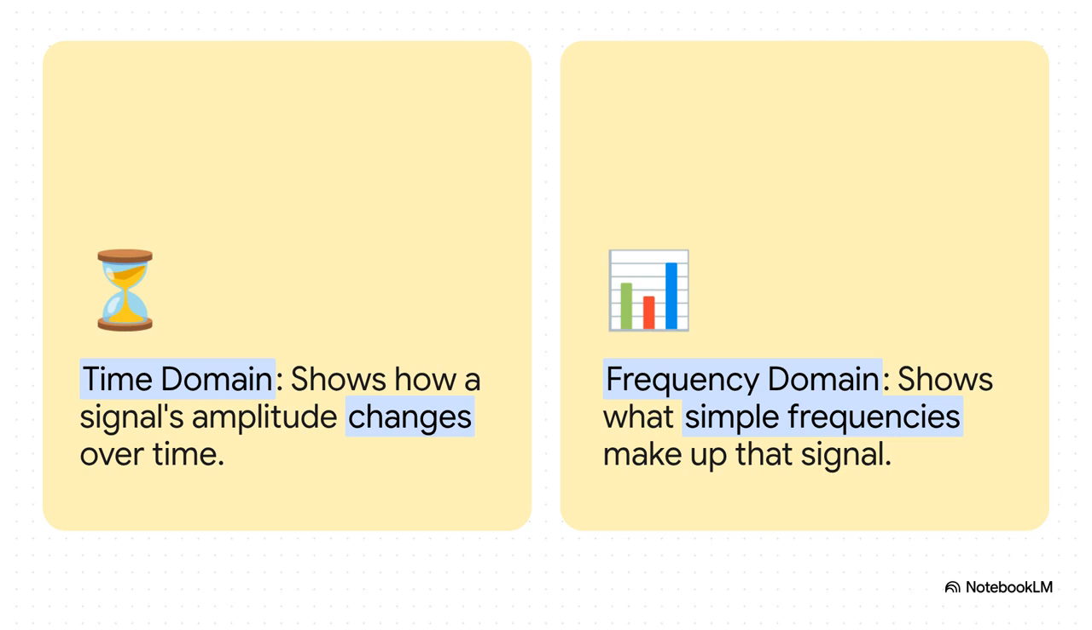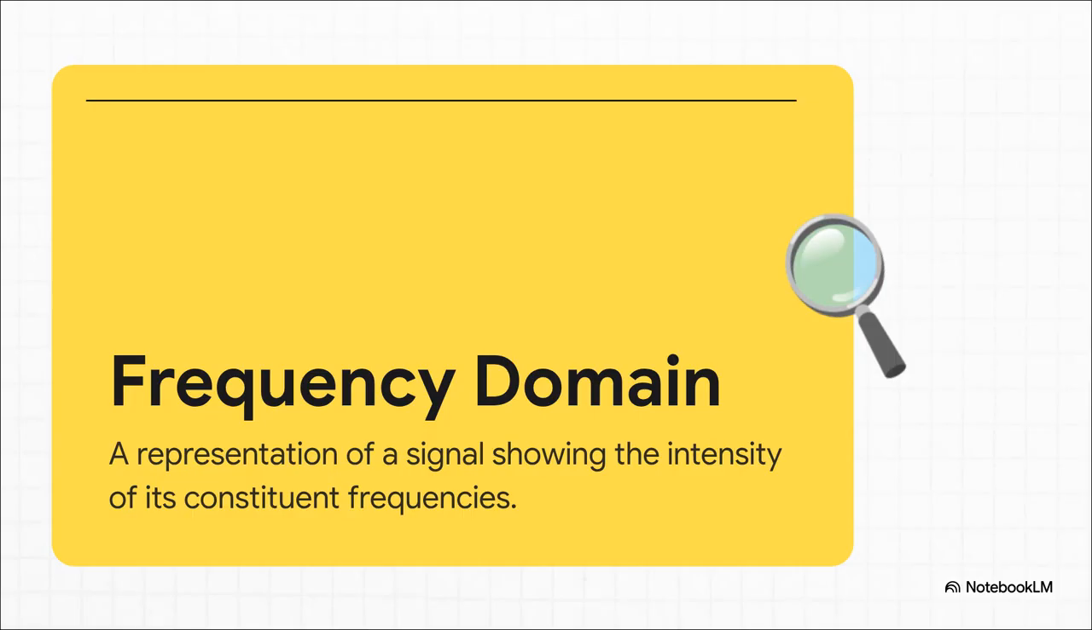But our new perspective, this is the frequency domain. It totally ignores the timeline and instead gives us a simple recipe of all the pure frequencies that were mixed together to create our signal. Yeah, think of the frequency domain as a recipe. Instead of one complicated waveform, it just gives you a list of simple ingredients. Those are the pure frequencies. And it tells you exactly how much of each one you need.